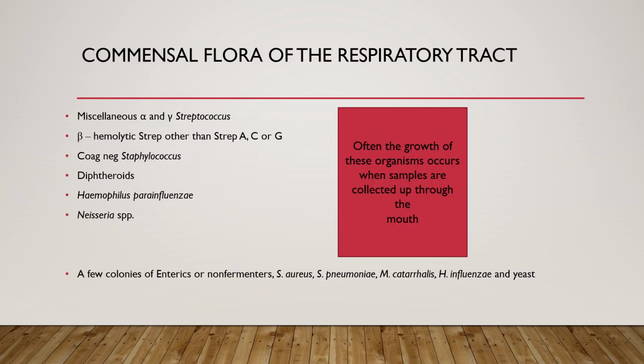There is a lot of normal flora that lives in the upper respiratory tract. The growth of these organisms occurs when samples are collected up through the mouth. So for example, a sputum sample that is coughed up and collected through the mouth is going to grow quite a bit of commensal flora.